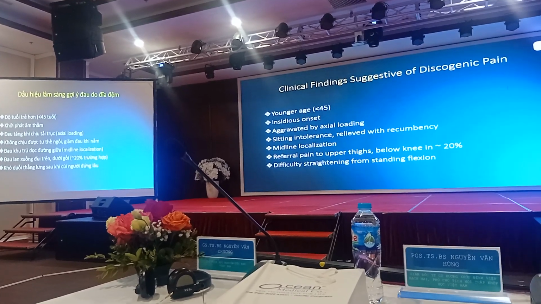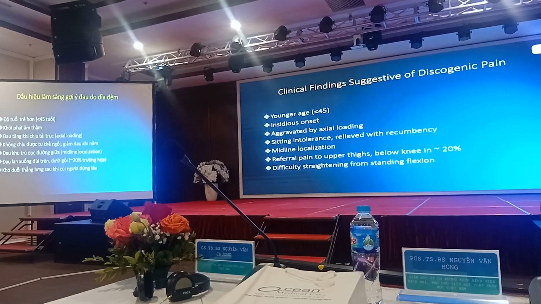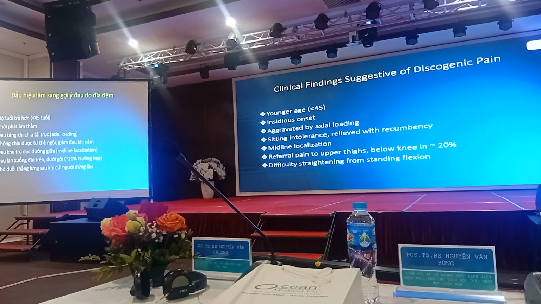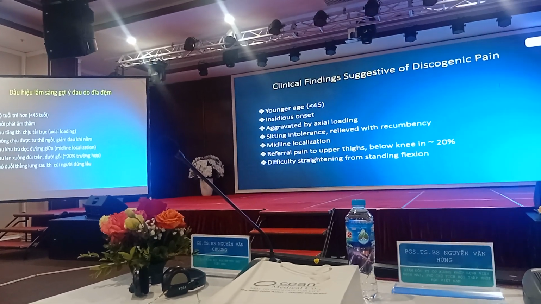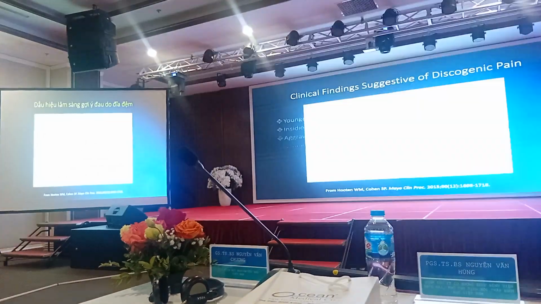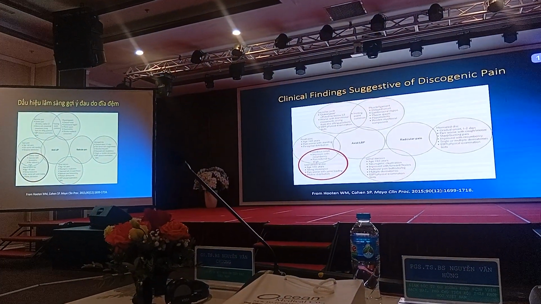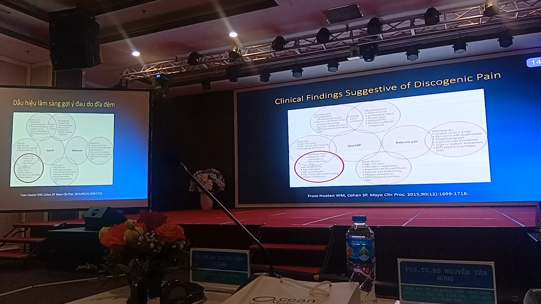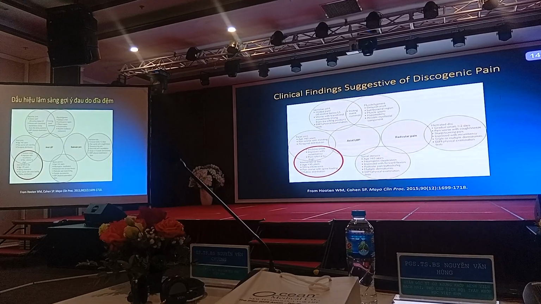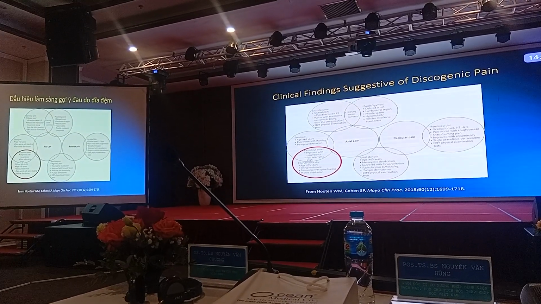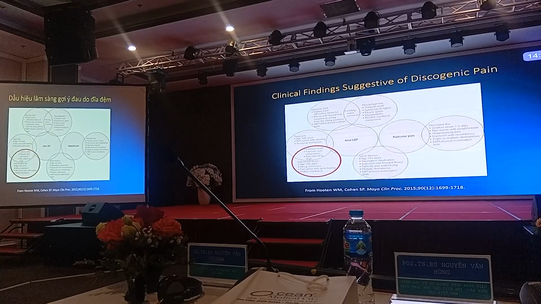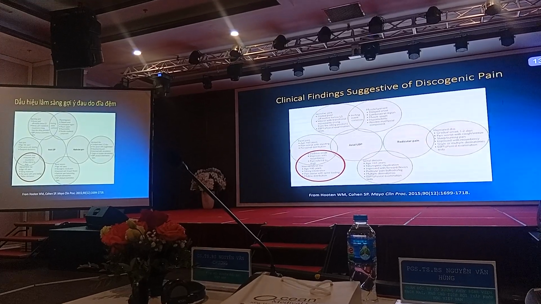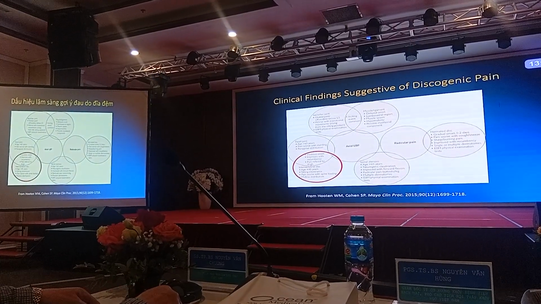And patients often have difficulty straightening from standing flexion. They have a hard time going from this upward, and you'll often see them supporting themselves with their hands as they work to reach extension. Just to provide overall context, this is a nice Venn diagram from a publication by colleagues of mine. And here is disc pain, and notice that it overlaps significantly with facet pain, but facet pain tends to be in an older age group, and disc pain tends to be in a younger age group.